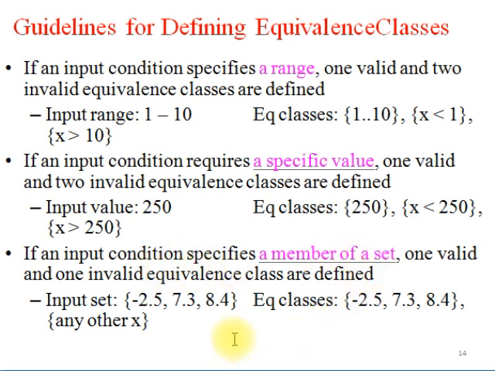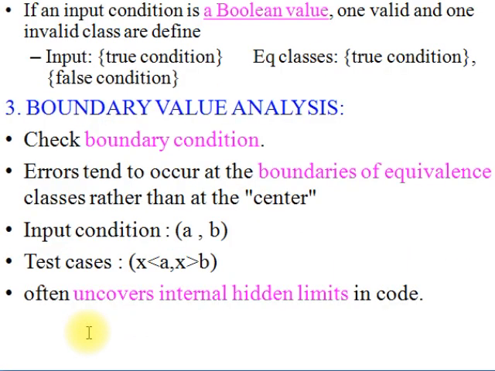It means you will have a set of numbers as an input, various types of numbers. We cannot predict, it will not belong to a range or a single value, but multiple values. So let us take this set. Here we have minus 2.5, 7.3 and 8.4. These are the valid inputs for my component. In any other case, any number other than these three is considered an invalid input. So we have only two classes, valid input and invalid input. In this case, we will have only two equivalence classes.